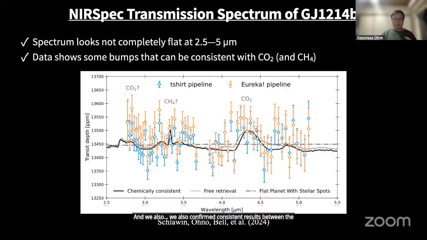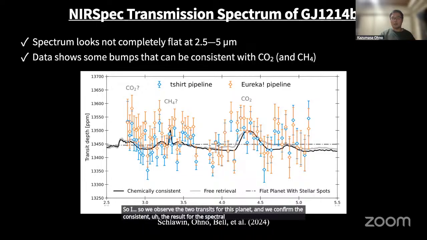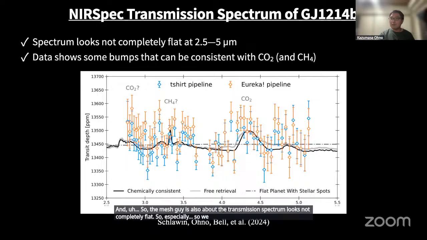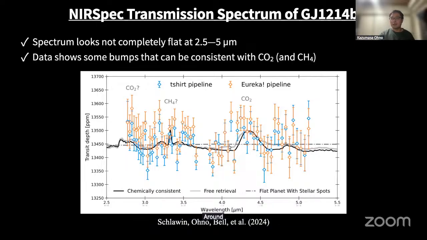We observed two transits for this planet, and we confirm consistent results for the spectral shape between these two transits. Basically, the observed transmission spectrum looks not completely flat. We can see a bump around 4.3 micron, which looks consistent with CO2, and some wiggles around 3.3 micron, which might be consistent with CH4.